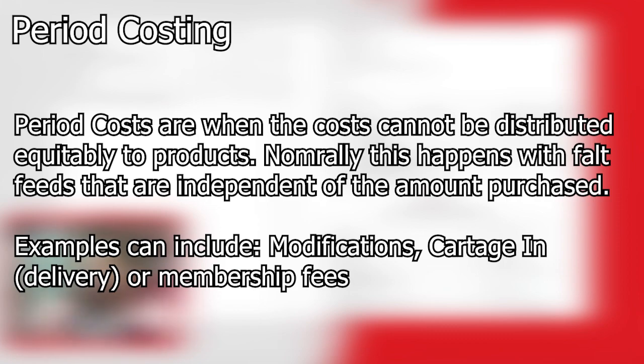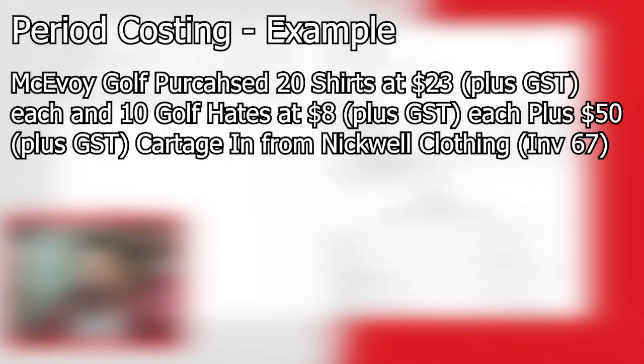Period costing, just a reminder, is when costs cannot be distributed equitably to products. This normally happens with flat fees that are independent of the amount purchased. So we're back at McAvoy Golf Gear, and we've purchased 20 shirts at $23 each and 10 golf hats at $8 each from Nickwell Clothing, invoice 67.